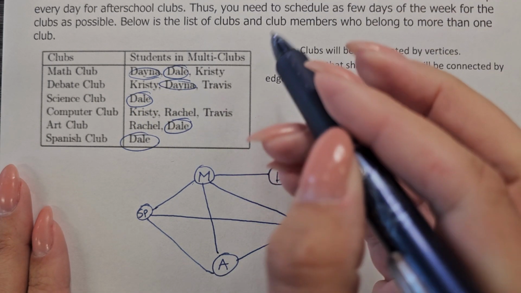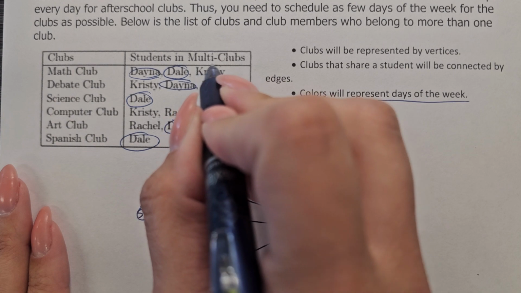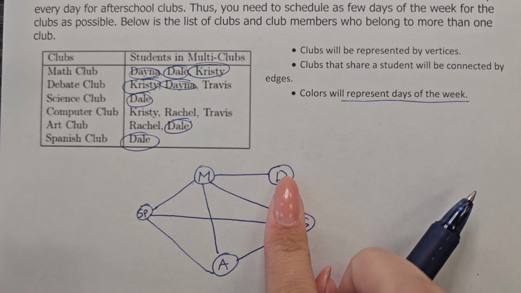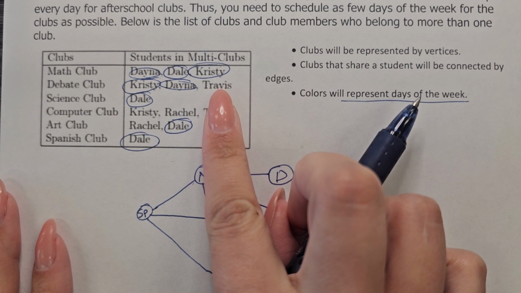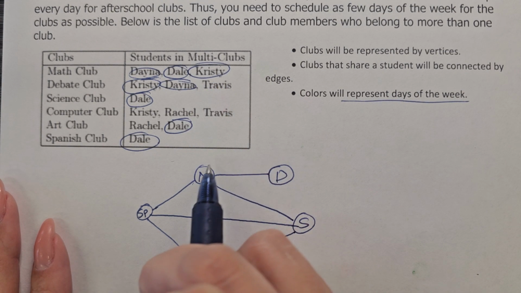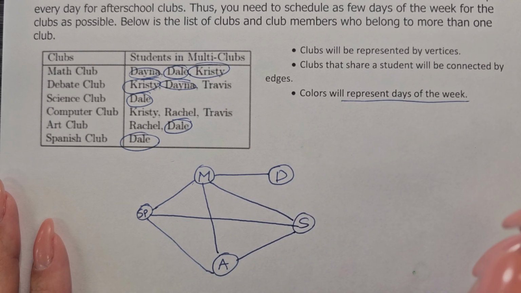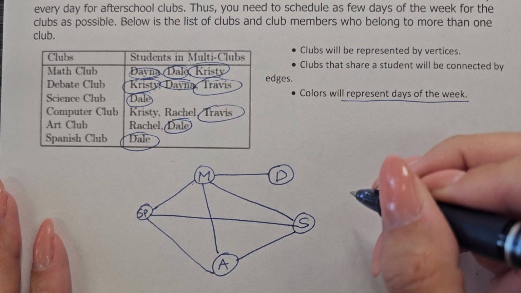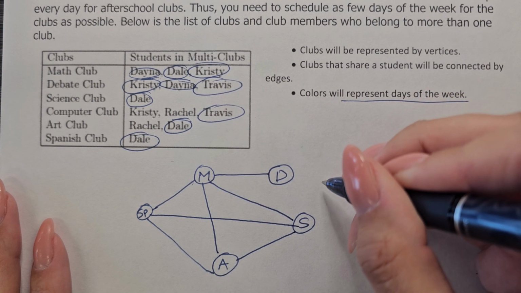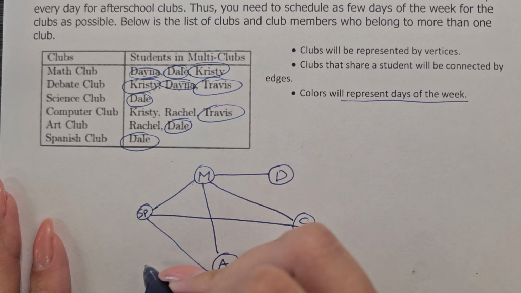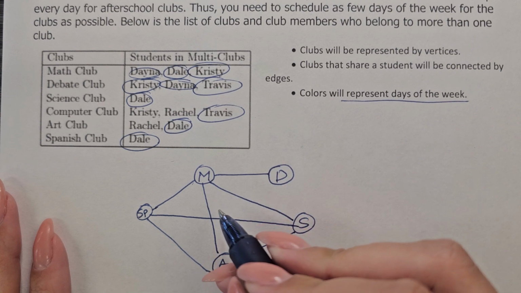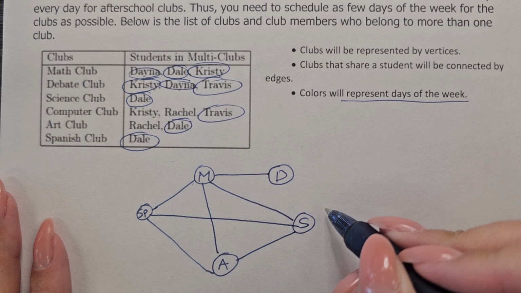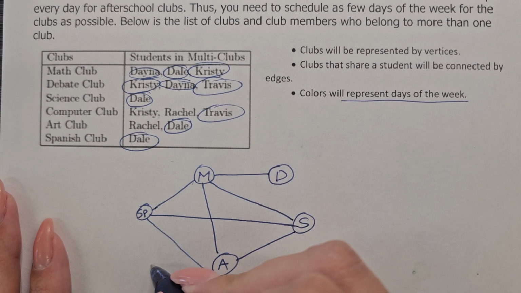So let's continue here, and we can see that Christy is in math and debate. We already have a connection between math and debate, so we're good there. We don't ever need to have double connections because we just already know they're not going to be the same color. Travis is in debate and computer, so let's add computer club here. In fact, we're also going to need to attach that to math club, so maybe we'll draw it out here.